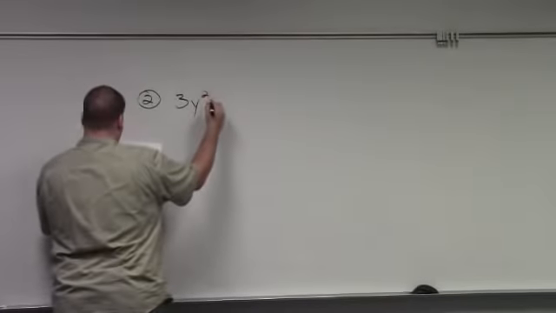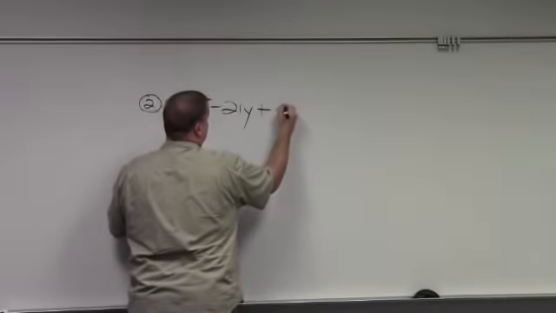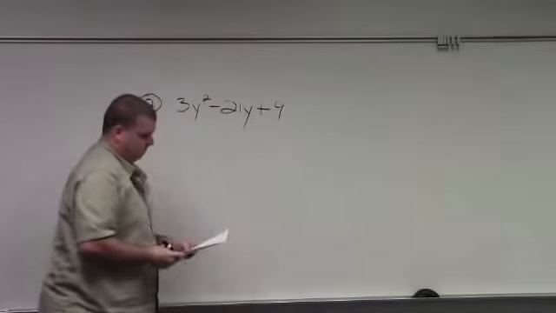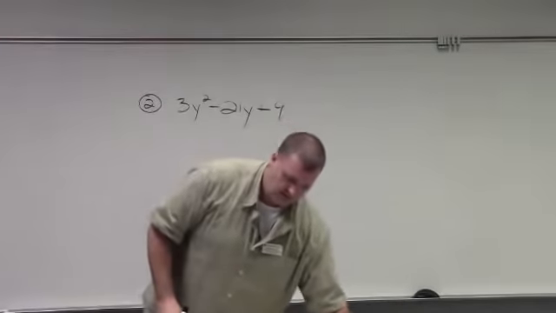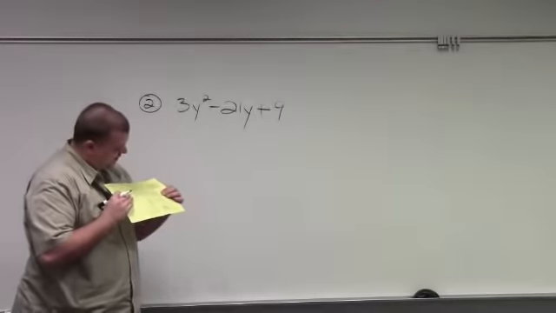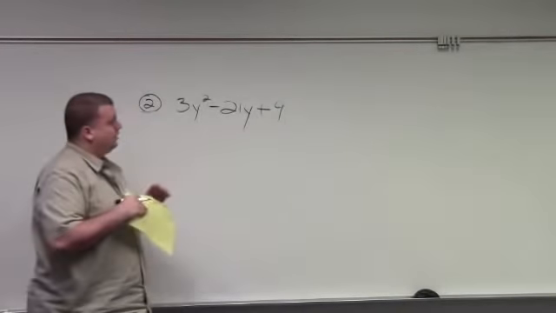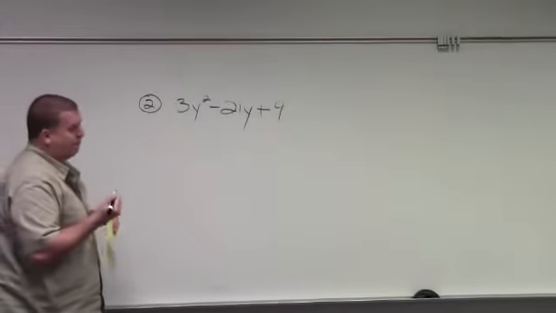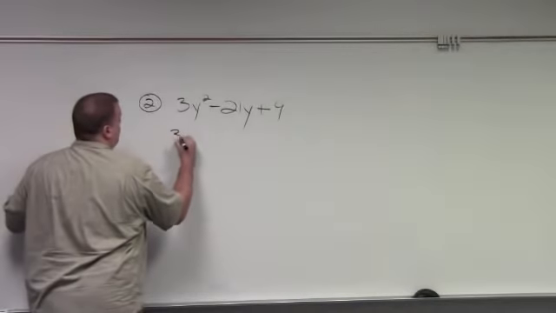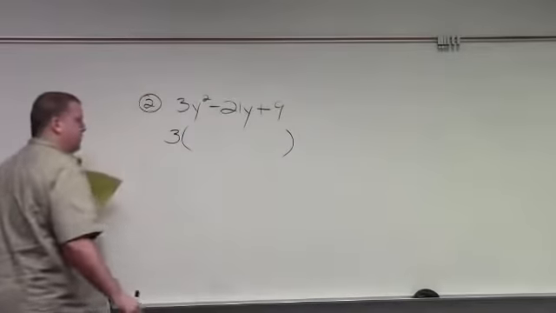Y squared minus 21y plus 9. So I'll go back to start and ask, is there a greatest common factor? Yes. Is there something common to all three? Yes. What is that greatest common factor? There's a 3 common to all three pieces. If we factor that out, what are we left with?